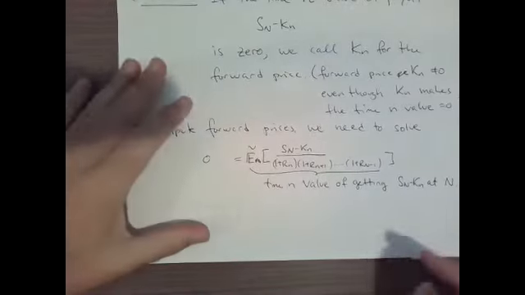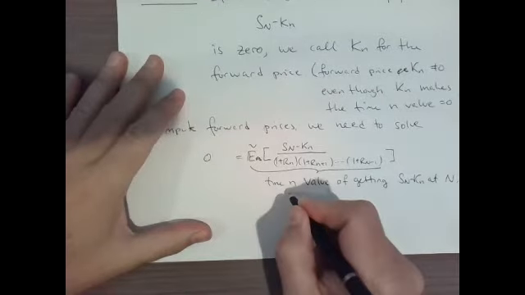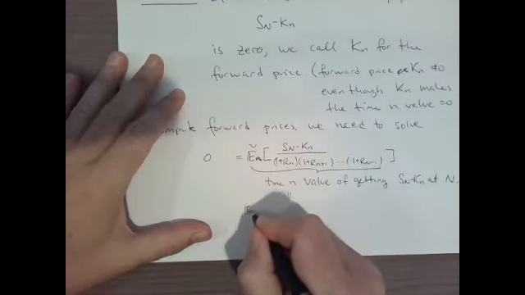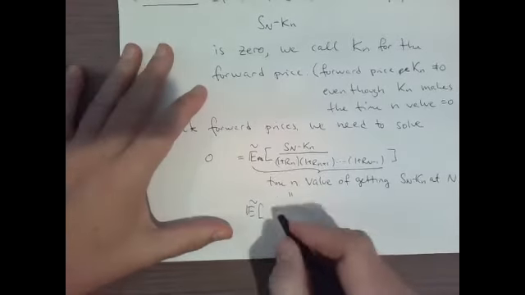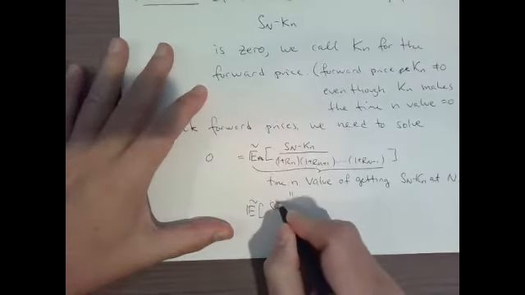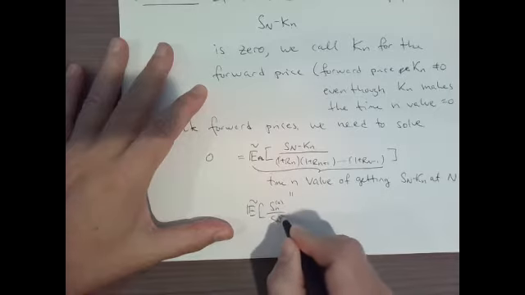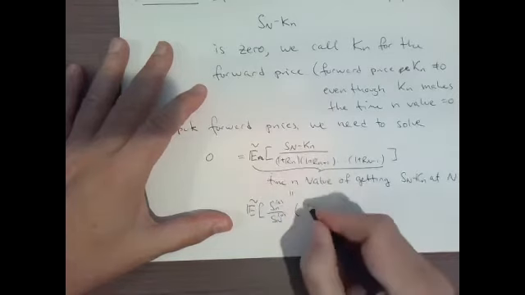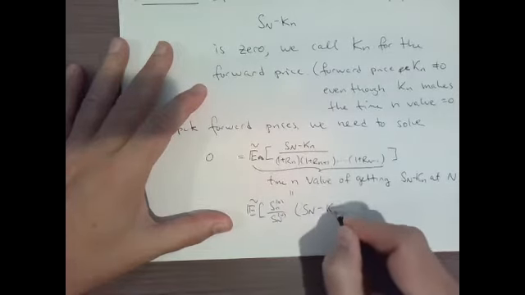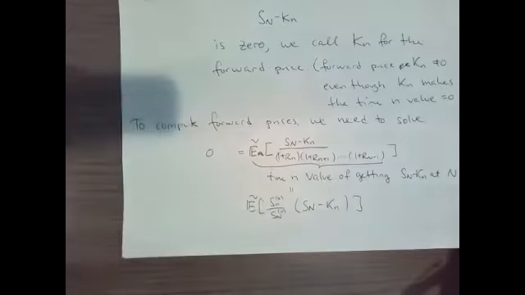And of course, there are many ways to write this expression, where we could have written this in terms of the zero coupon bonds. So I could have written this here as Sn0 divided by S capital N0 of Sn minus Kn. I could have written it like that.